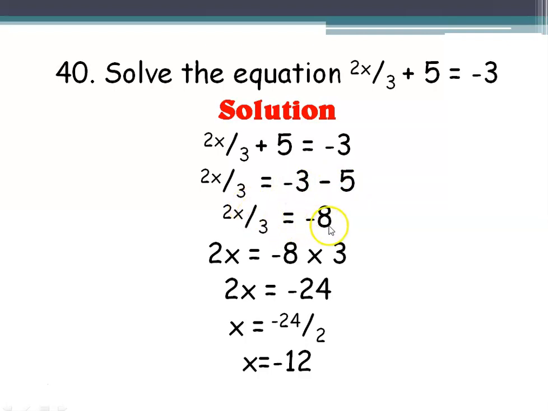Then I cross multiply. This will give me 2x is equals to minus 8 times 3. Minus 8 times 3 is minus 24. 2x is equals to minus 24. And then I'll divide both sides by 2. 2x divided by 2, 2 cancels 2, I'm left with x. Minus 24 divided by 2, and that's minus 24 over 2. Minus 24 over 2 is minus 12. So my x is minus 12. Is that okay? Very good.